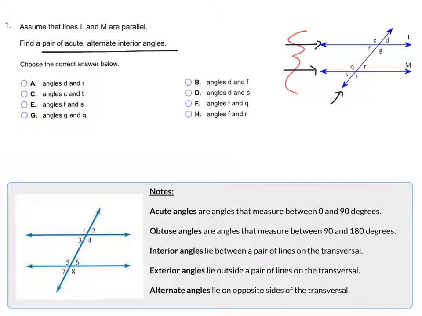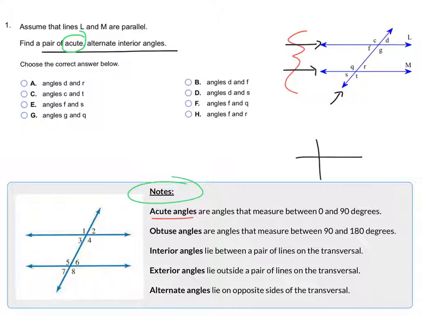In order to identify these angles, we first need to know some definitions. If we look down below at the notes, we have definitions of acute, obtuse, interior, exterior, and alternate angles. First, we want to know what an acute angle is. And this is our first definition. Acute angles are angles that measure between 0 and 90 degrees. So we'll use 90 degrees as our reference, and this is a right angle.